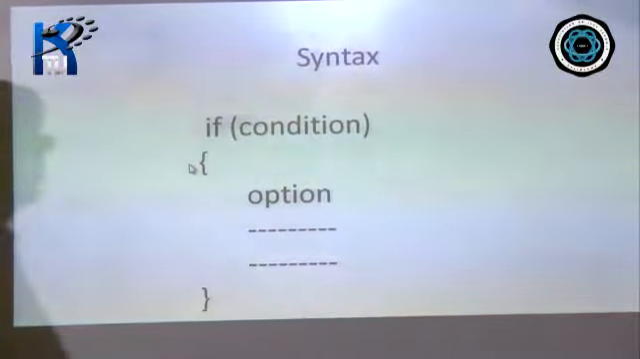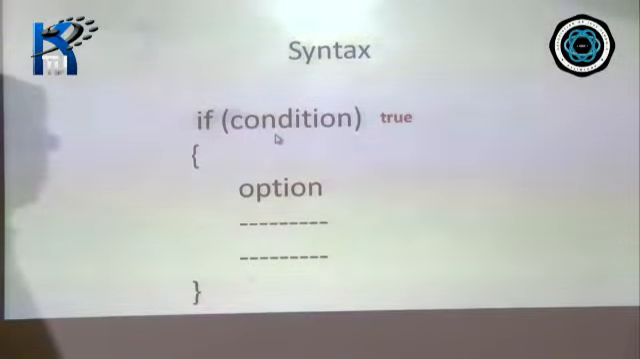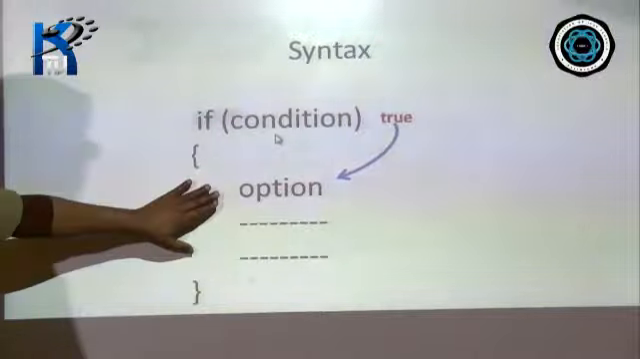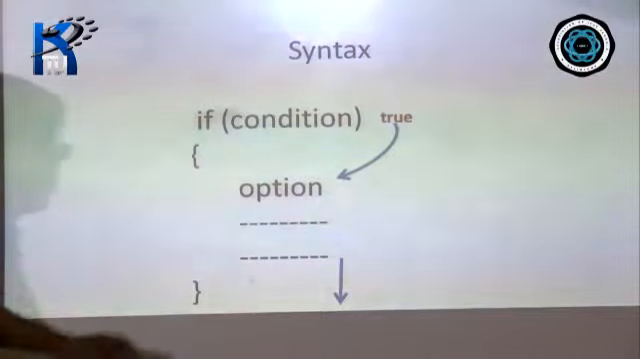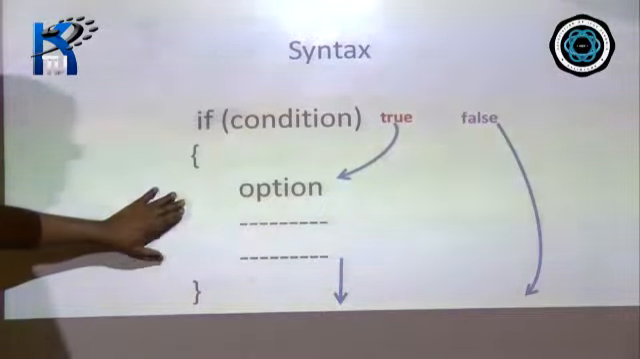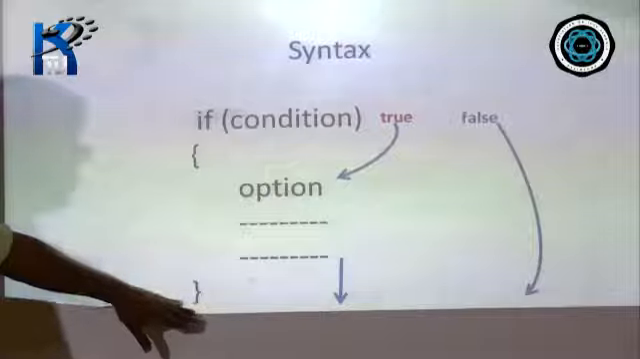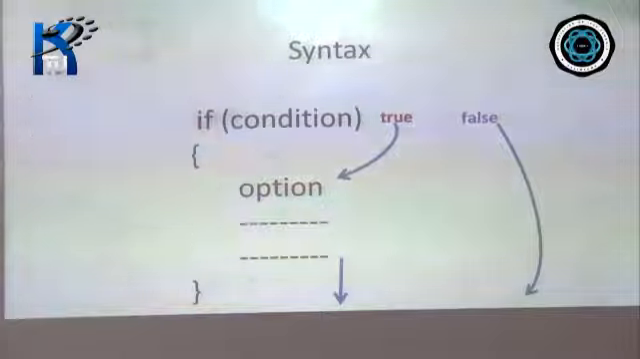Earlier we had seen the syntax, remember? If with one option. We also know that this condition can either be true or it can be false. When the condition is true, the control comes and executes this option. After executing the option, the control goes out of the if, and whatever you write after if will be executed. In case the condition is false, the control doesn't enter the if body. It directly goes to the line following if. Whatever you have written after this if statement, that gets executed. Okay? So this is the syntax of if. We will use this in our program.